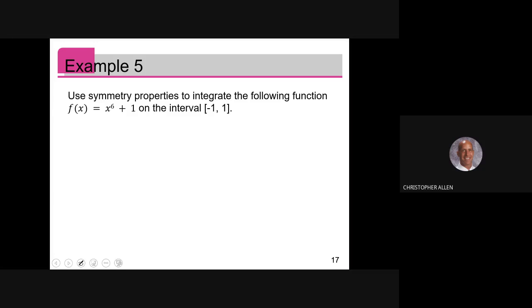So I'm going to do this final example here. I've got 1 minute here. It's right at 45, and we'll finish things up. So let's go ahead and look at this. It says use the symmetry properties to integrate the following function.